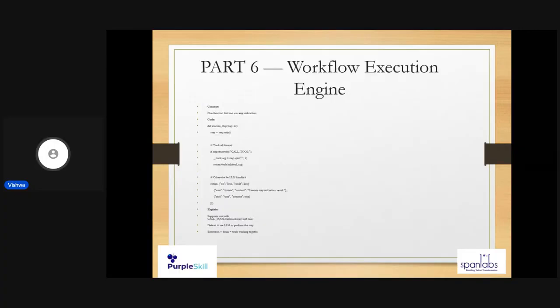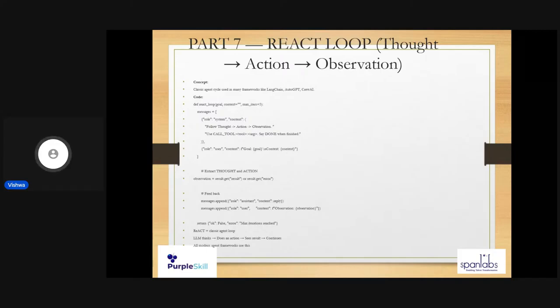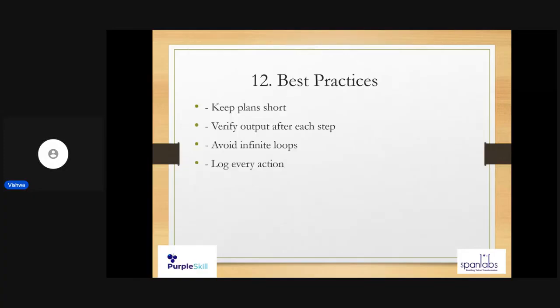So we created our code where we will see when an external call is required, we will make that call happen, correct? By using regular expressions. And then we did a React loop where we kept on repeating it again and again till the expected number of iterations are reached or our solution is reached, correct? In any one case, we will use it. So best practices were also covered, that we should try to keep the plans as short as possible, verify the output after each step, avoid infinite loops, and log every action, correct?